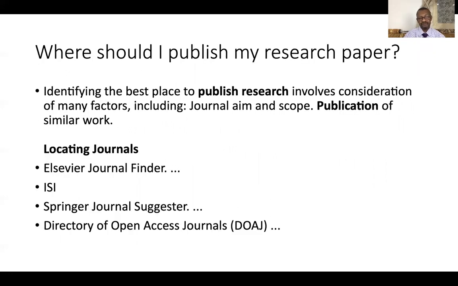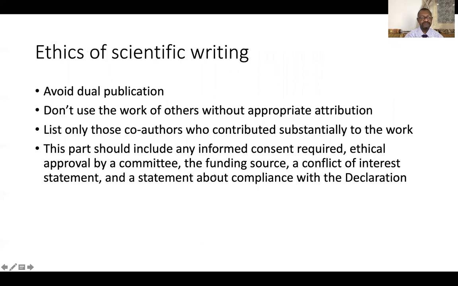So it is very important to know where to publish your research papers. Identifying the best place to publish your research involves consideration of many factors, including the journal's aim and cost, and publication of similar work, and locate your journal accordingly. One of the best locations to find journals is the Sapphire Journal Finder, ISI journals, Springer's journals, and the Directory of Open Access Journals.